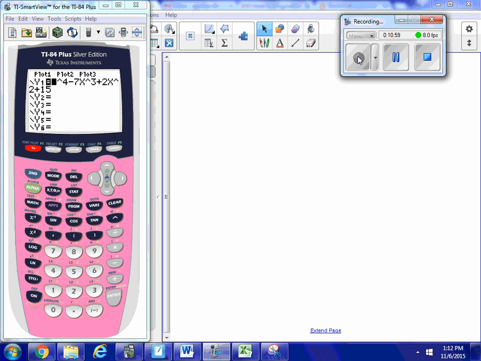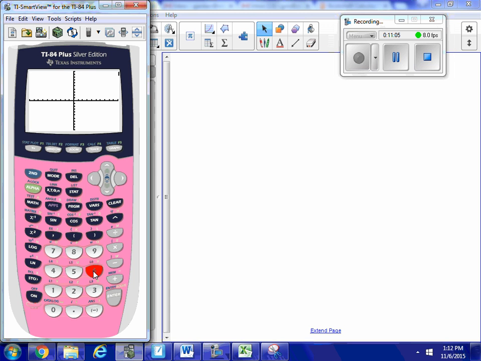So I've entered the equation of our original function into the calculator, and I'm going to go zoom 6, and I'm going to get a graph of it.